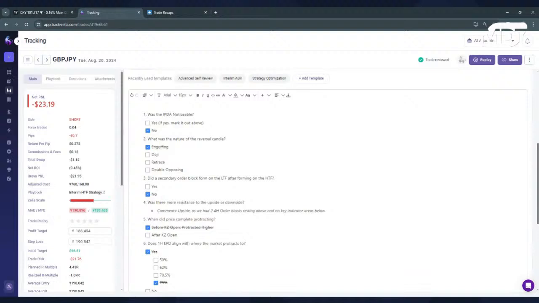And then quick, so it's a bit strange, so I'll start on the execution and then I'll build my way out. You guys will see. By the end of this, you will have a clearer picture of what the entire setup kind of looked like. But then, did a secondary order block form?